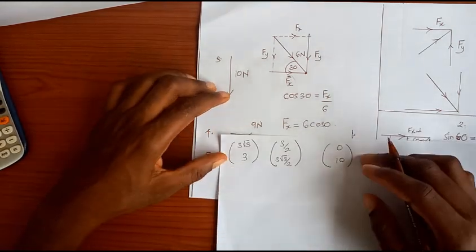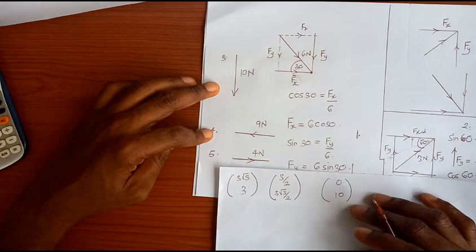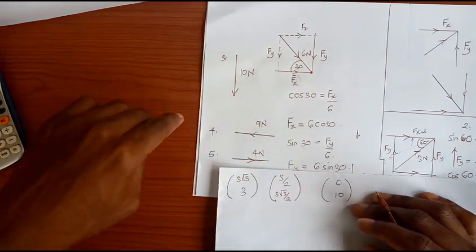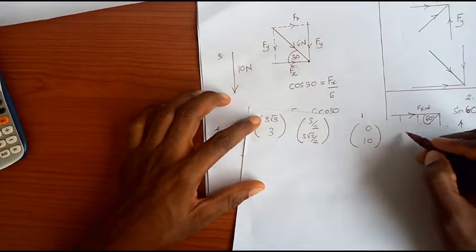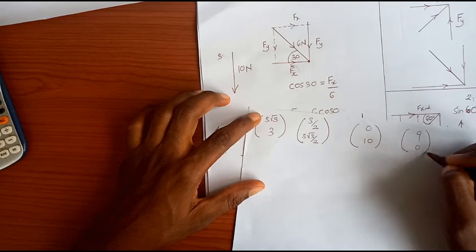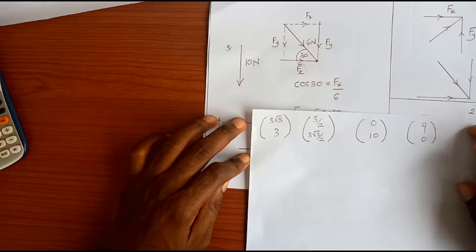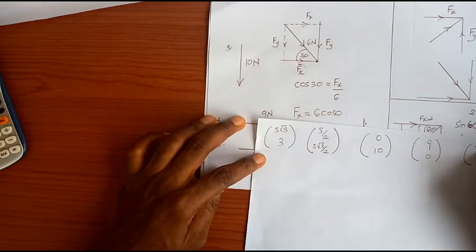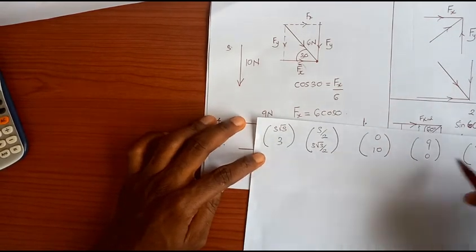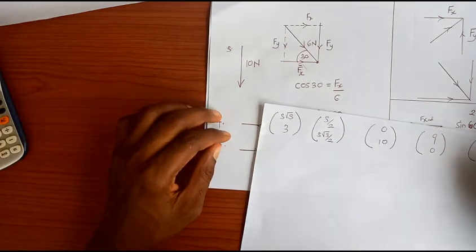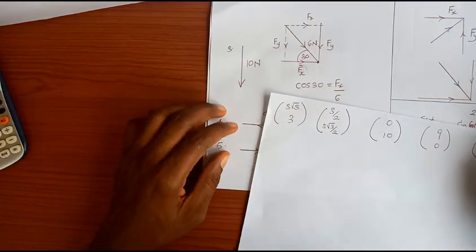Then the fourth one is 9 Newton. It has an x component with no y. So I have 9, 0. And the last one has an x component also with no y. So I'll have 4, 0. So these are the components, but we need to add certain signs to them.